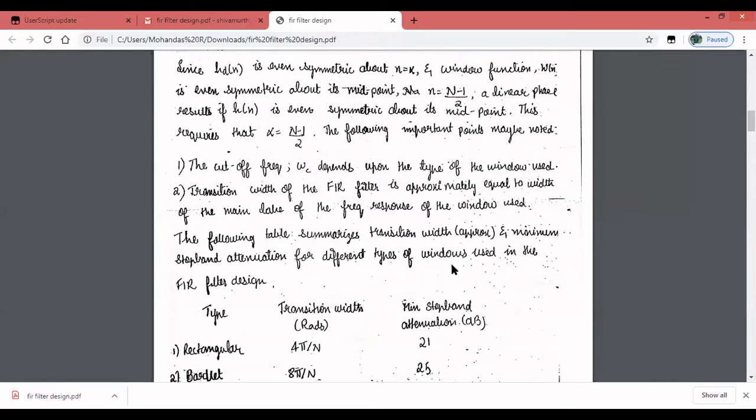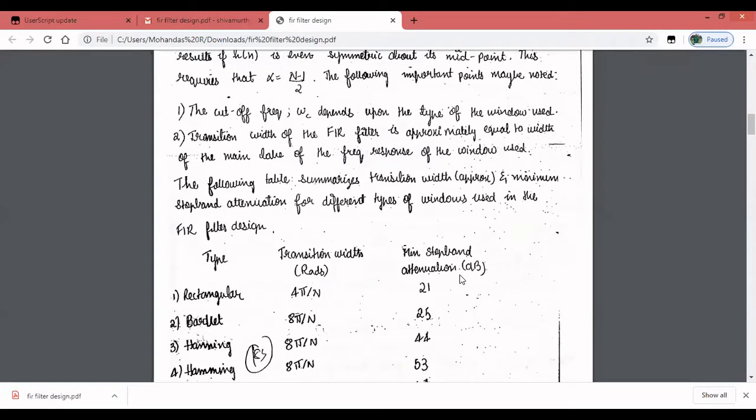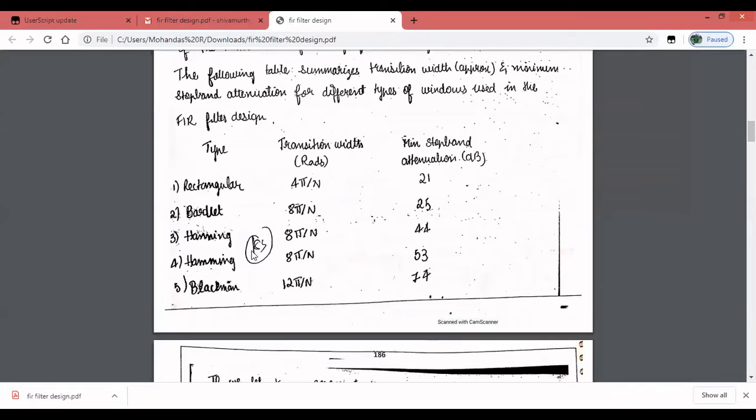Okay, and we have to remember this particular table here. It is giving the details about the transition width of each and every type of window, and then the stop band attenuation, that is, the minimum stop band attenuation for different types of windows. So we have 5 different types of windows, starting from the rectangular to the Blackman. We can see for the rectangular window, the transition width is 4 pi by N, in radians, and the minimum stop band attenuation is 21 dB.